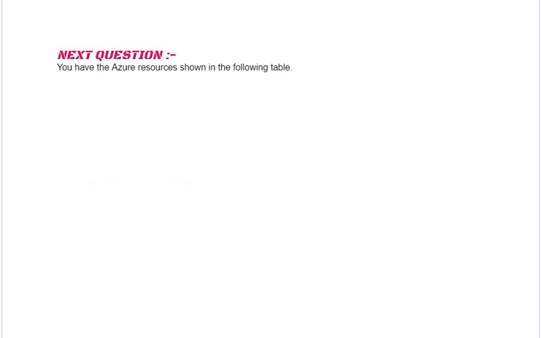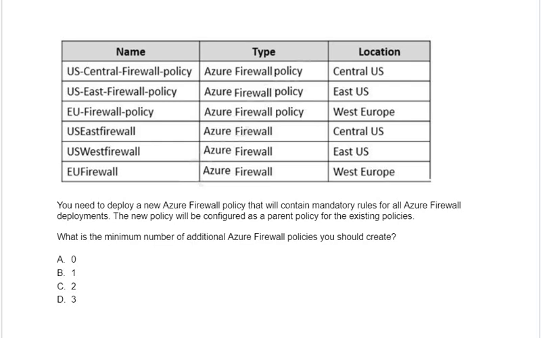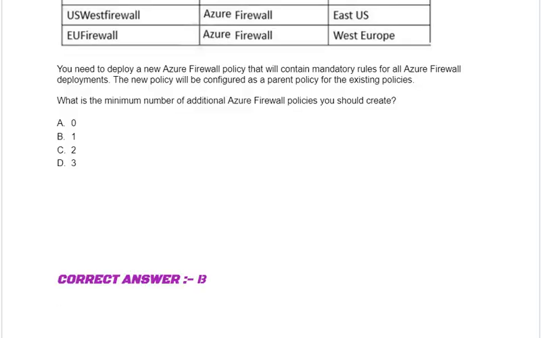Next question is, you have Azure resources shown in the following table. You need to deploy a new Azure Firewall policy that will contain mandatory rules for all Azure Firewall deployments. The new policy will be configured as a parent policy for the existing policies. What is the minimum number of additional Azure Firewall policies you should create? Option A, 0. Option B, 1. Option C, 2. Option D, 3. Correct answer is option B.